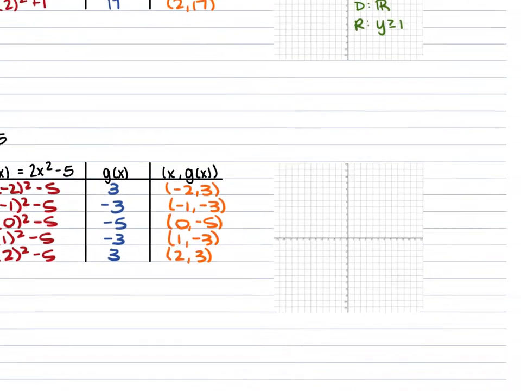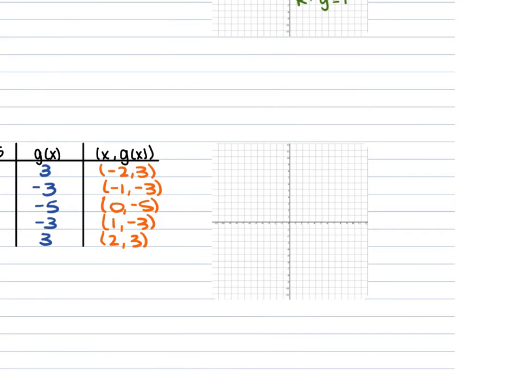Graphing these ordered pairs, the -2, 3 is going to be here. Then we have -1, -3, 0, -5, 1, -3, and 2, 3. So we draw this curve through these points, stating our domain and range. Our domain is all real numbers. Our range is y is greater than or equal to -5.